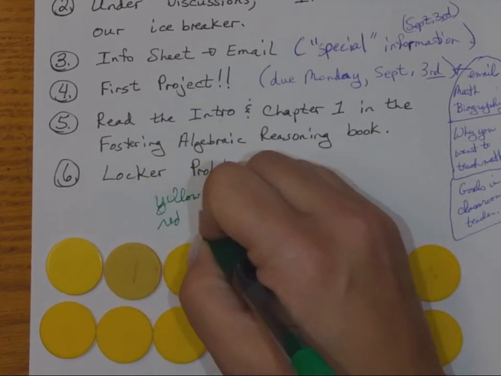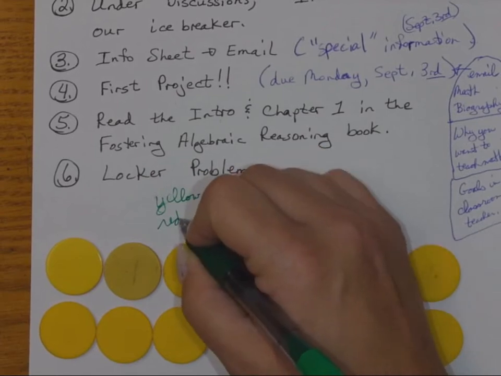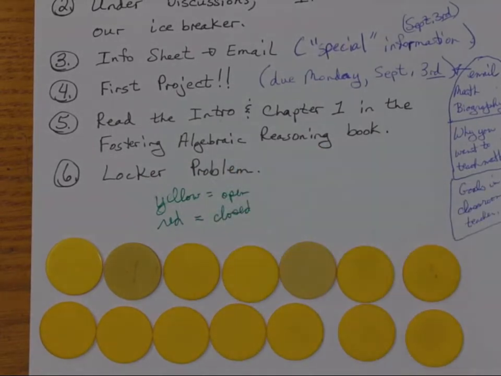Red is closed. By the way, if you don't have two-colored counters at home, which I don't imagine many of us have just sitting around, you could make your own two-sided object. For instance, you could take a regular old sheet of paper, color one side or make it into grids on one side and leave it blank on the other side, and rip them up. You could put X's on one side, whatever.